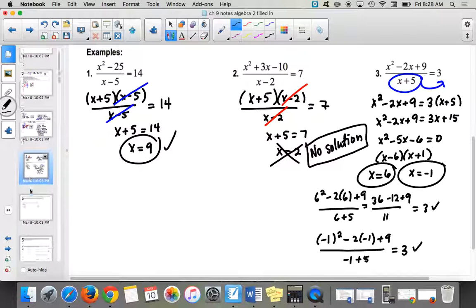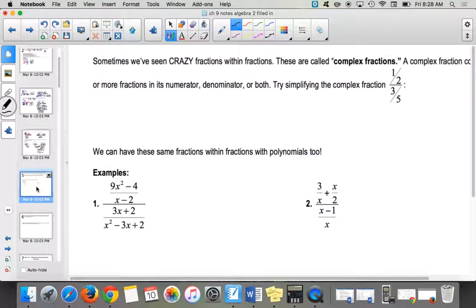Okay, so let's get to the weird stuff. So look at this problem. Doesn't this look so fun? This 9x squared minus 4 over x minus 2 divided by, woo-wee. So that's what it says in the notes.